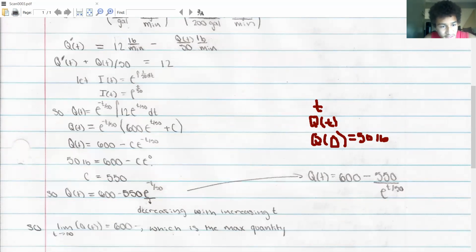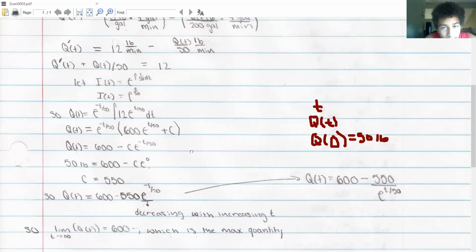Okay, so we can see that with increasing t, this term right here will be decreasing. So this second term is decreasing with increasing t. So what we wanted to find is the max quantity of chemical in the lake. So what we can do is we can find a critical value of Q prime of t.